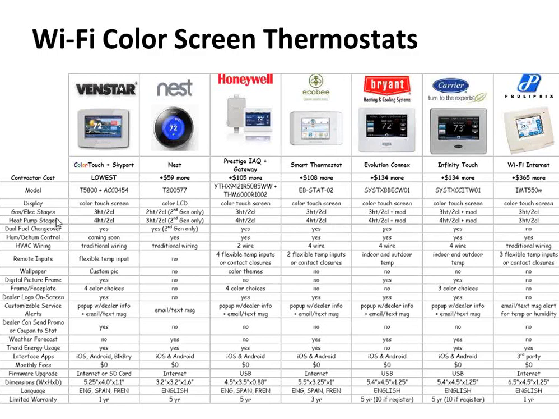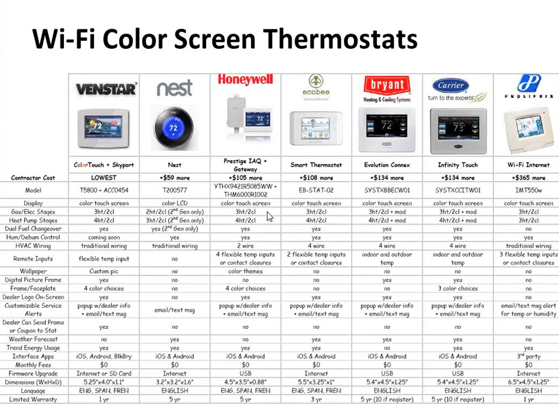So in terms of staging, almost all of these are 3 heat, 2 cool. I'll tell you which ones are an exception to that. The Nest one is 2 heat, 2 cool on a gas electric system, and that's if you have the second generation. The first generation only did 1 stage of cooling, so just be careful on that if you're going to buy that stat. You don't want an old one.